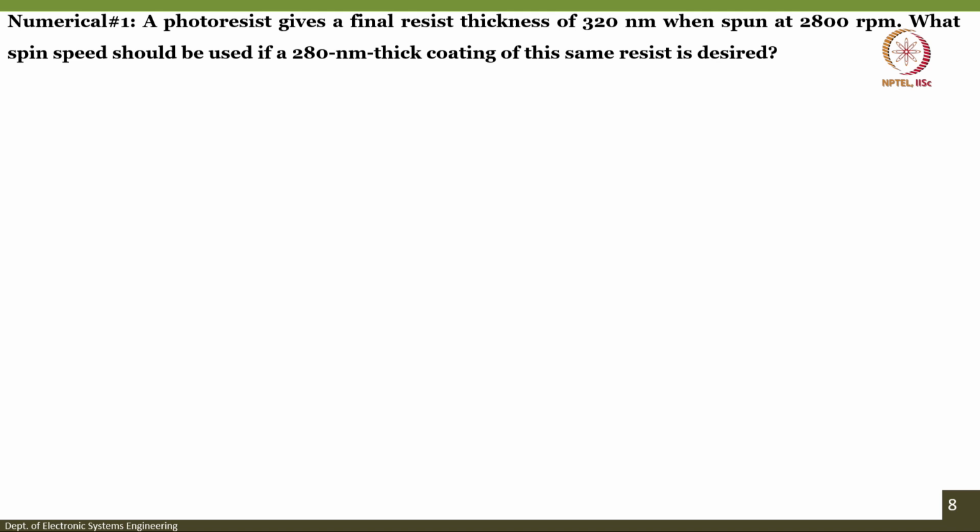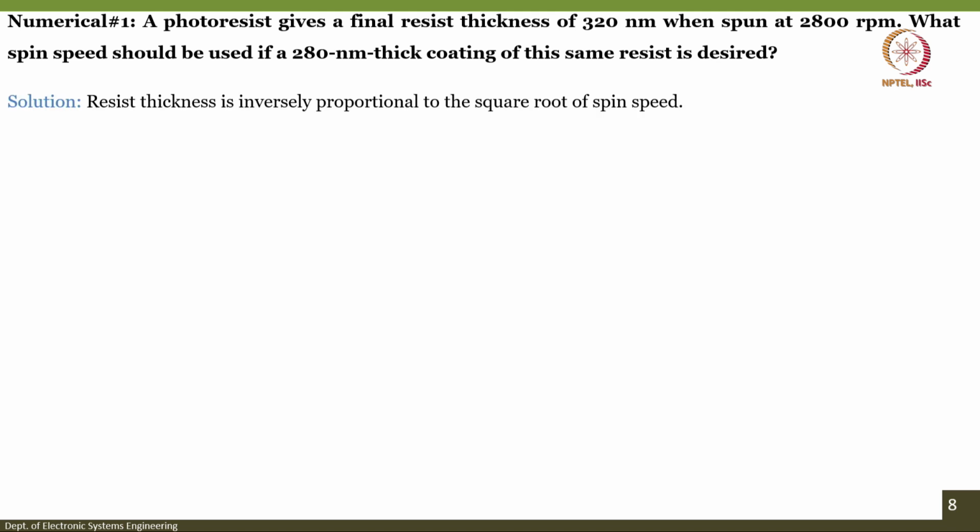So first thing is you should know the relationship between resist thickness and spin speed. Now it is very evident that if you spin it at a higher speed, the final thickness would be less. If you spin it at a very low speed, you will get a really thick layer of PR. But how much thick or how much thin you will get based on your spin speed, we will see in this example. So the main thing is to realize physically how it is related. Second thing is to know the relationship.